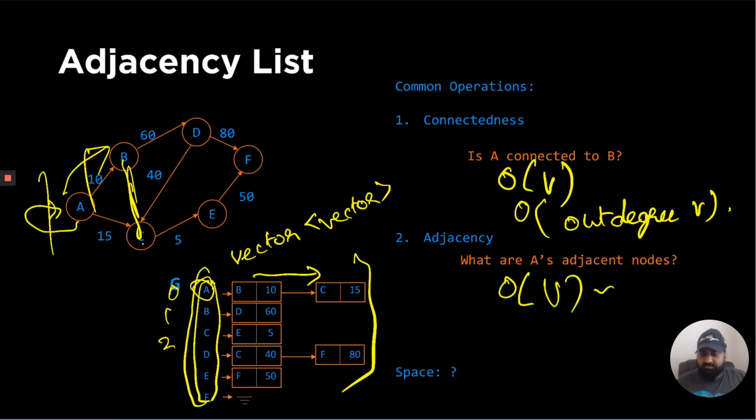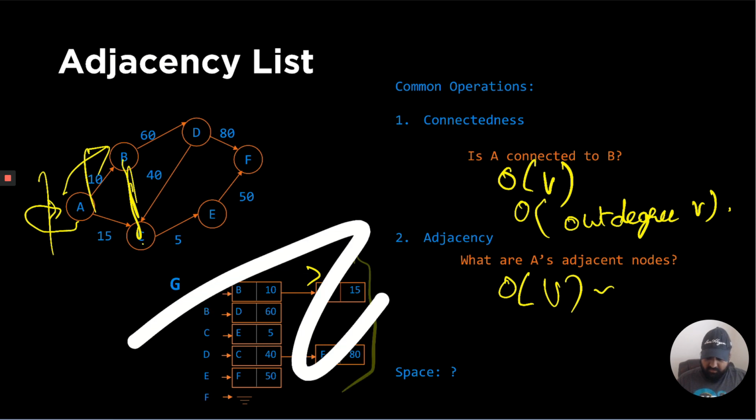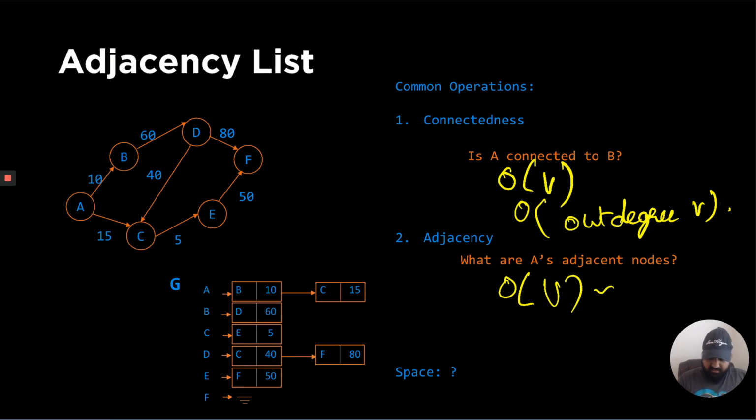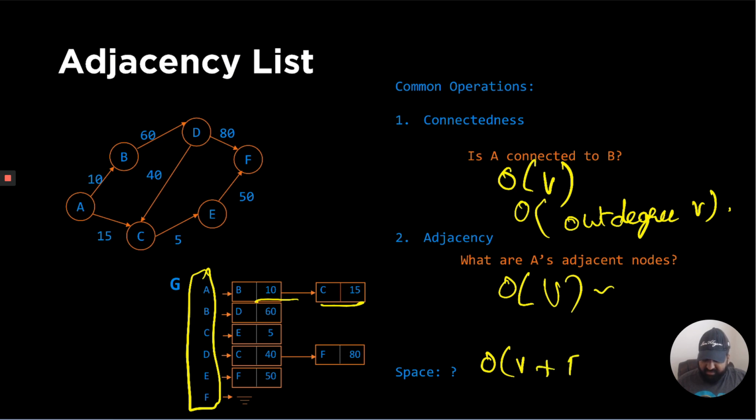Now let's talk about space, like how much space would this consume? In our case, we might be storing these vertices in the form of a map or somehow. So that's going to consume O of V space. And now we are only storing the edges, so it's going to consume O of E space. So this is roughly equal to O of V plus E.